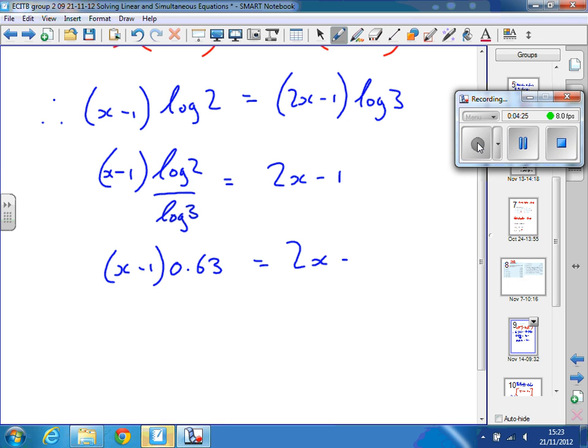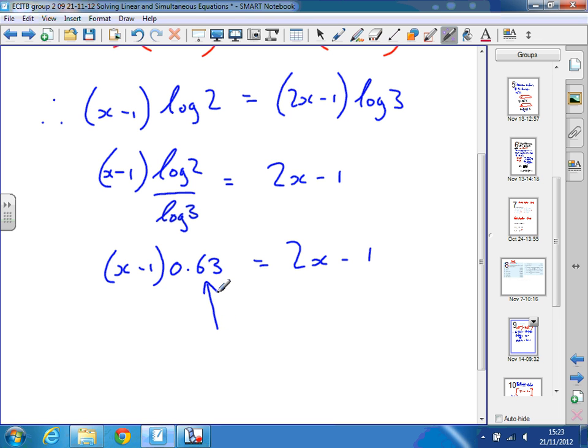0.63, equals 2x minus 1. And at this point, we've introduced an approximation because that's been rounded to two significant figures. It's not exactly 0.63. So any value we come up with for x at the end is going to be to two significant figures because we've only got this to two significant figures. So if you want more accuracy than that, you're going to have to quote this number to more accuracy. Okay? That depends on the situation you're in. At this point, we're saying, OK, 0.63 is good enough. So when you come up with your final answer for x, there's no point doing more than two significant figures.